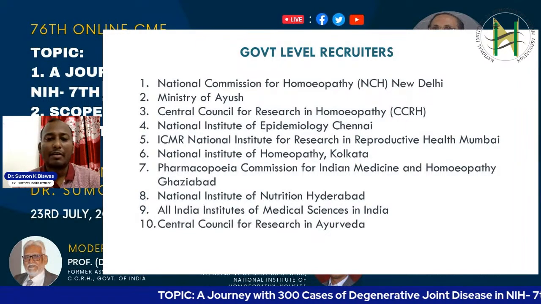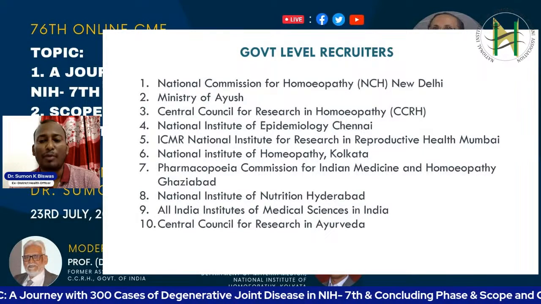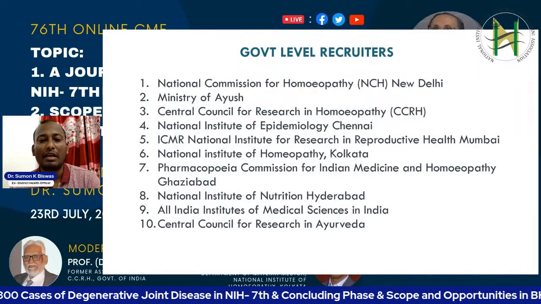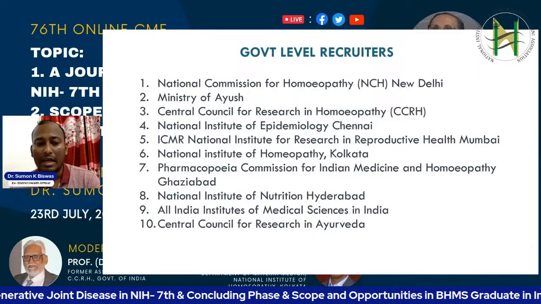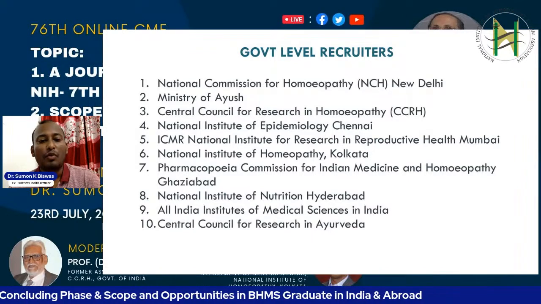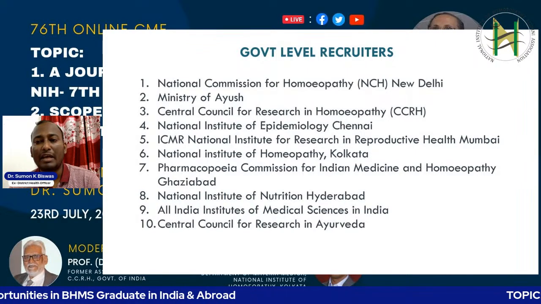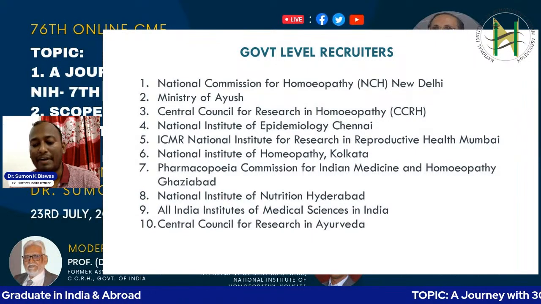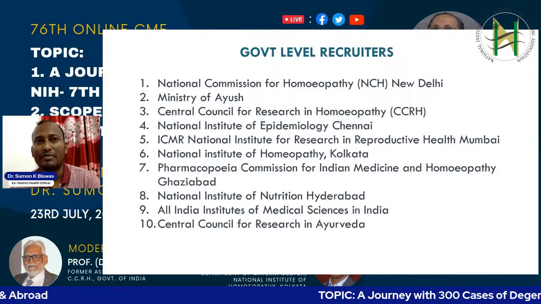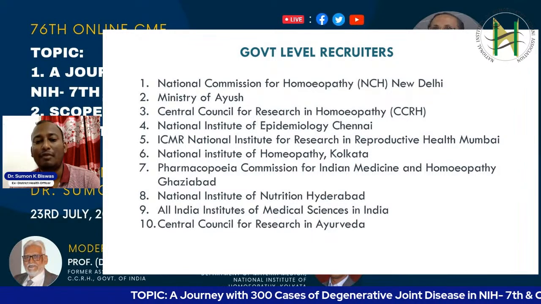These NCIs are direct-level recruiters: Ministry of Ayush, Central Council of Homeopathy (CCRH), National Institute of Epidemiology, Chennai, and ICMR. ICMR has different wings, and all the ICMR wings recruit GRF and SRF. If you look at their advertisements, they always mention MBBS, Ayush or BDS. So opportunities are there for us.